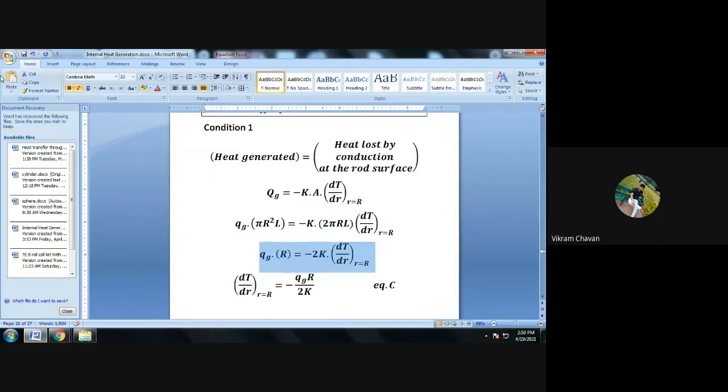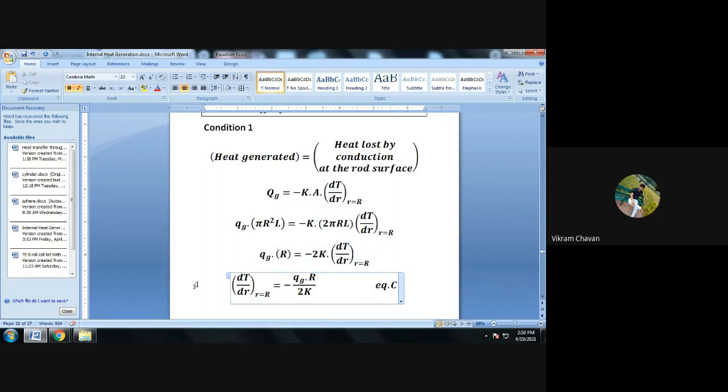Then convert this equation in the form of a temperature differentiation of temperature with respect to r when small r is equal to capital R, which is equal to minus q suffix g multiply by r divided by 2k. So give this equation number C.